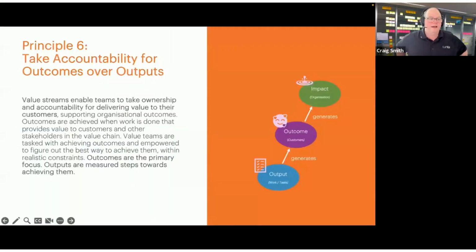Principle number 6, take accountability for outcomes over outputs. Again, a commonly used agile term. Outputs are important. They're the work. But outputs are not the thing that we really need to measure. We just measure them to make sure we've done something. The outcome is what we're really trying to measure: have we actually solved a problem? So outcomes need to be our primary focus.